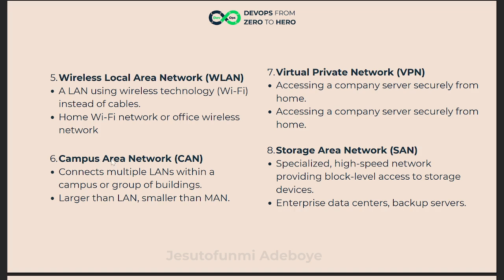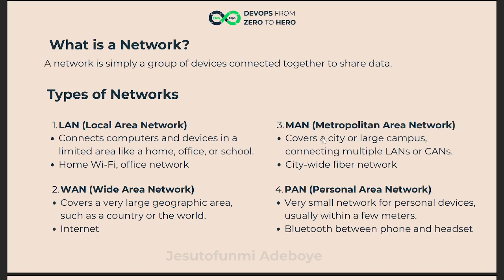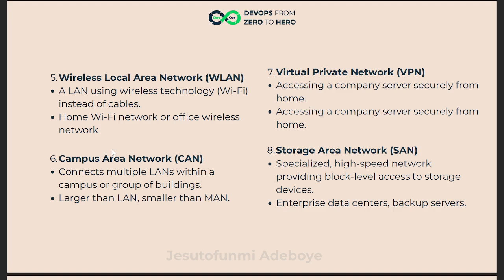That's the campus area network. Campus area network connects multiple LANs within a campus or a group of buildings, right? So its coverage is larger than LAN. The campus area network is larger than LAN, but smaller than MAN. The MAN that we explained here is larger than this.